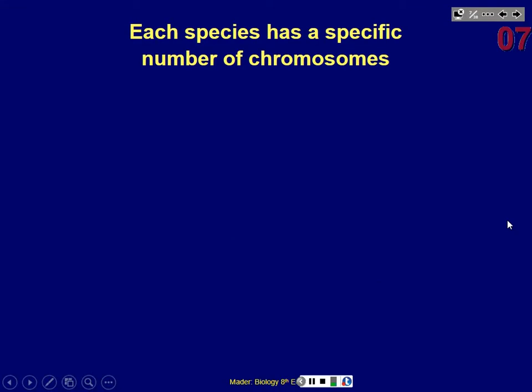So each species has a particular number of chromosomes, okay? Does anybody know how many we have? 23 pairs, 46 chromosomes, yes. Well, that's a lot of chromosomes. I used to think when I first started studying science, in junior high school, that we got 46 chromosomes, and we're the most advanced as far as evolution is concerned, so we probably have the most chromosomes.